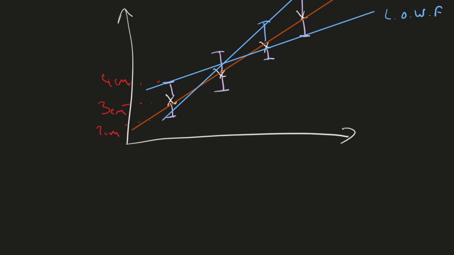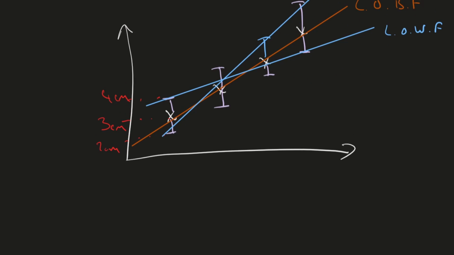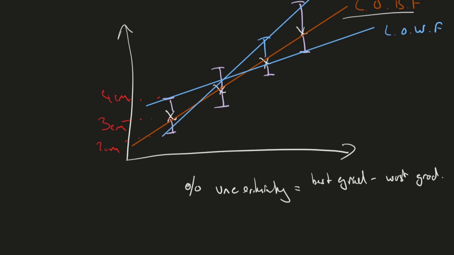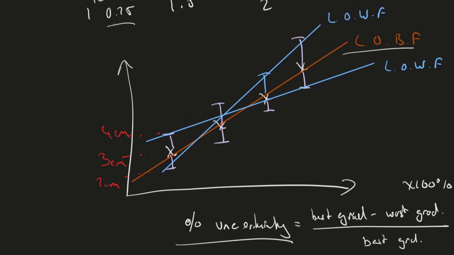I'm not going to get into how you calculate the gradient, you should already know that. But essentially then, what you can say is that the percentage uncertainty is equal to the best gradient, so the gradient of your line of best fit, minus the worst gradient, and you should divide that by the best gradient. Okay, and obviously you times that by 100% as usual to get your percentage. So this gives you your percentage uncertainty in your measurements by using the actual graph. Okay, so that's the other way that you can do it.